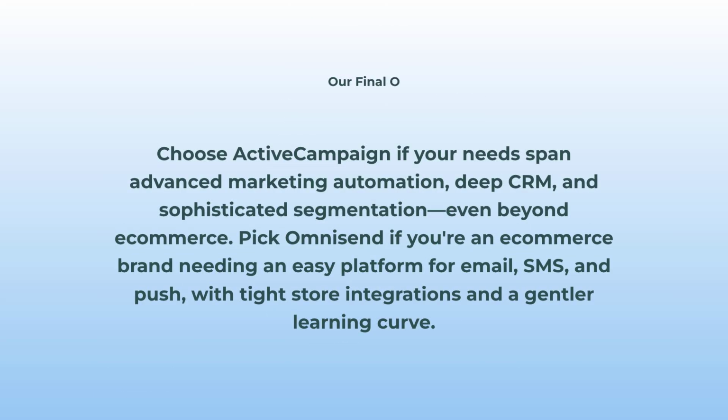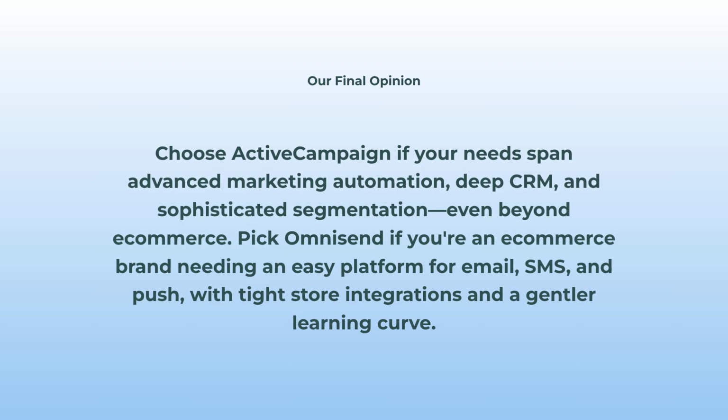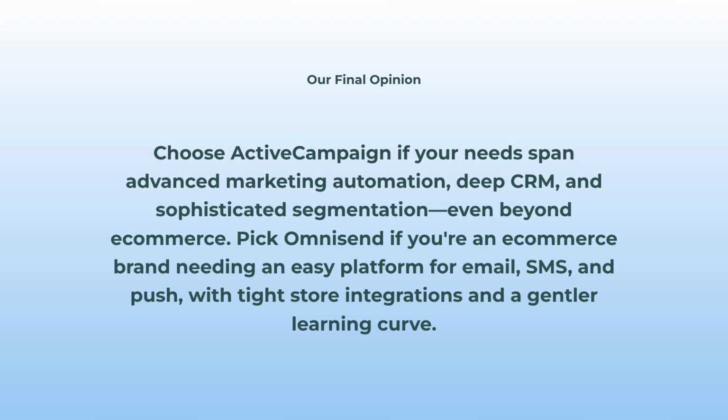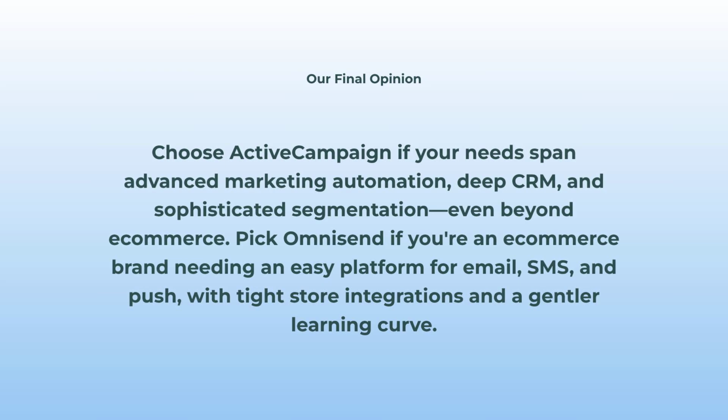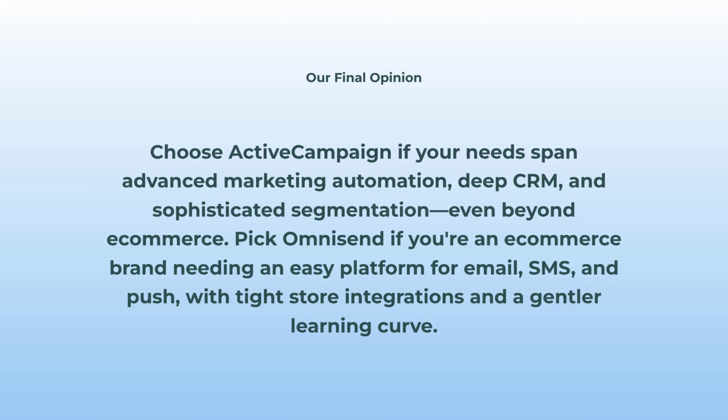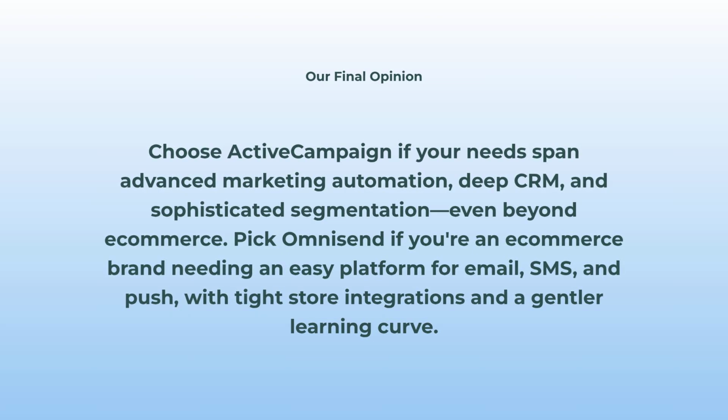Okay, so my take. If you need next-level automation, deep CRM stuff, or you're super into segmenting and personalizing everything, ActiveCampaign is kind of unmatched. But if you're an e-commerce brand and you want an easy, all-in-one platform for email, SMS, push, and store integrations, honestly, Omnisend is just the smarter move, with way less hassle.